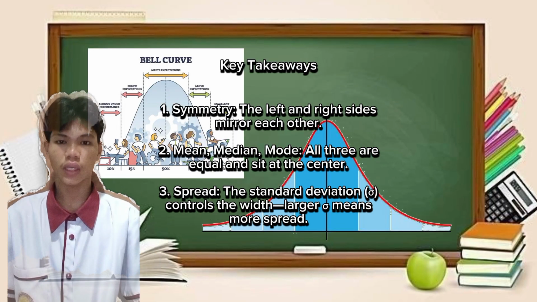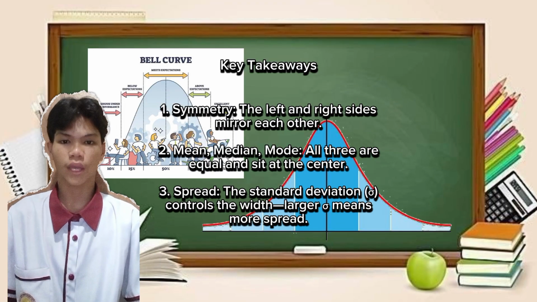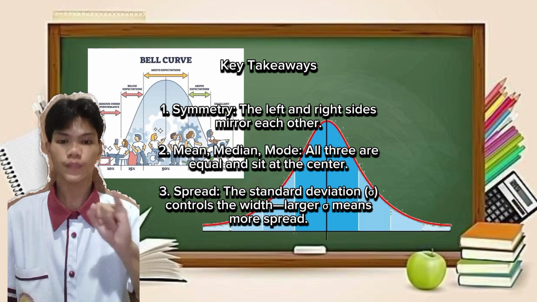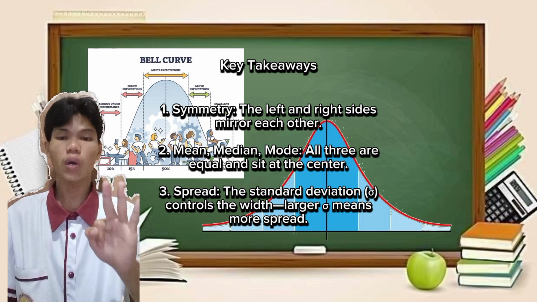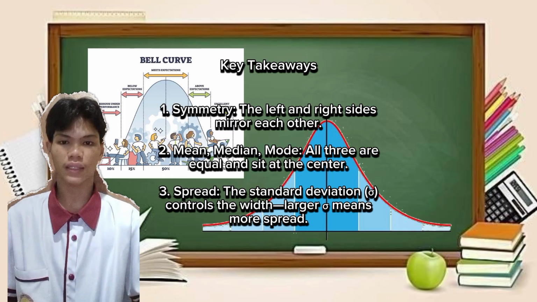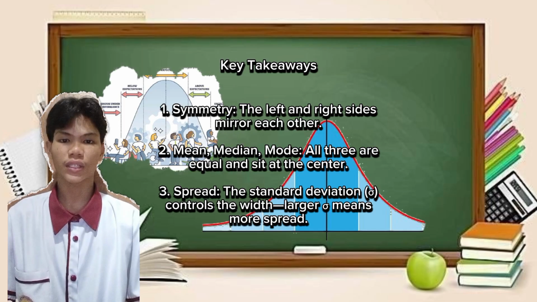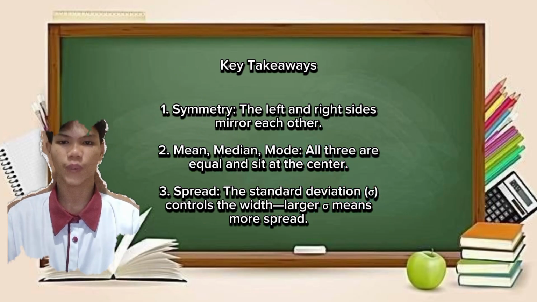First, symmetry. The left and right side mirror each other. Second, mean, median, mode, all three are equal and set at the center. Third, spread. The standard deviation controls the width. Larger standard deviation means more spread.